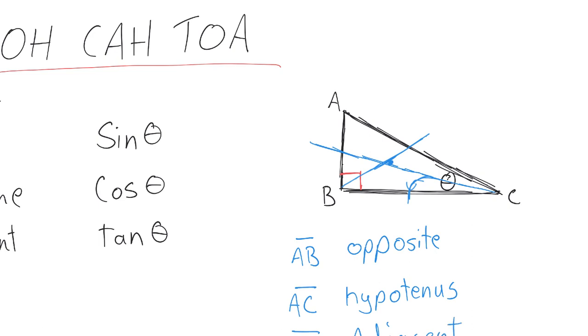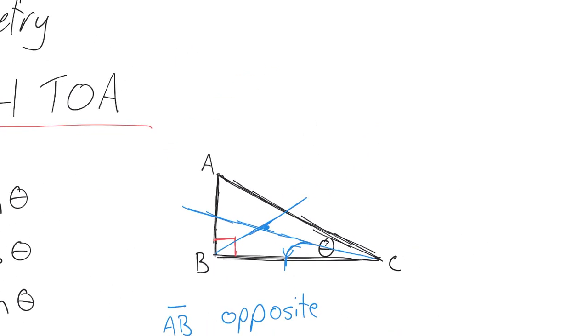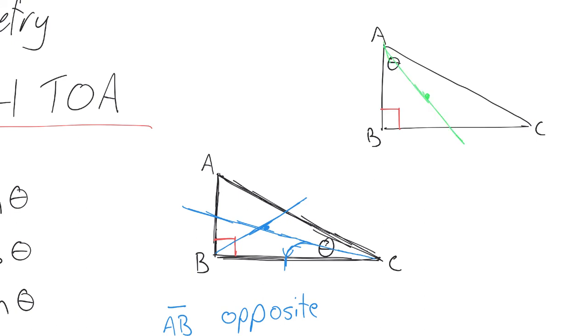Now, believe it or not, it doesn't actually matter where theta is. The process for finding the opposite and adjacent always stays the same. So let's try it again with the same triangle. We've got a right angle here, and we're going to put theta up in this corner here. A, B, C. Now, we put our dot in the middle, and we draw a line from theta through the dot until we leave the triangle.